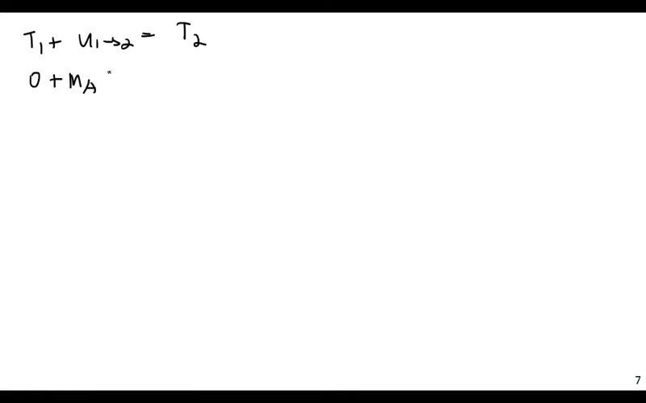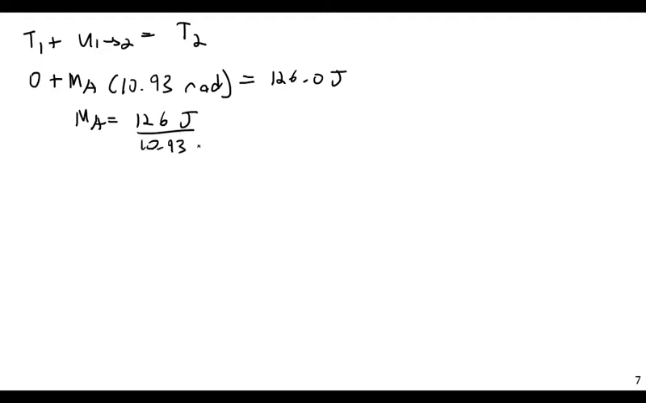Plus MA times 10.93 radians. Again, the work done by a couple or by a moment will be M dθ, or Mθ. And this equals 126.0 joules, the 126.0 joules we had previously. And then finally, I can get that MA by dividing: MA is equal to 126 joules divided by 10.93 radians, which will equal 11.52 Newton meters.